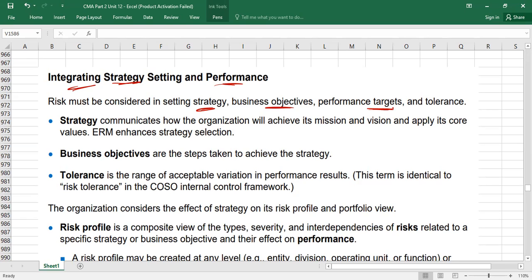I hope you understand performance targets, right? So even when you are setting targets for certain departments, you also need to consider what is the risk there, right? And you also need to consider how much risk you can tolerate. So in simple words, whenever you're making any plan, or you are setting any objective, or you are setting any performance target, you have to consider risk.